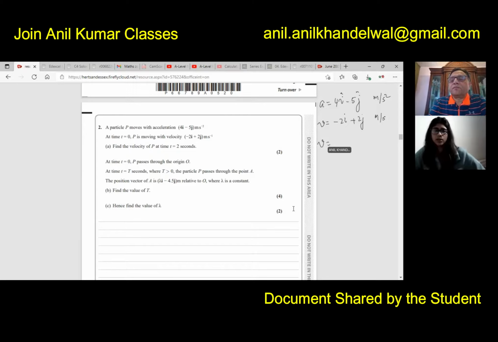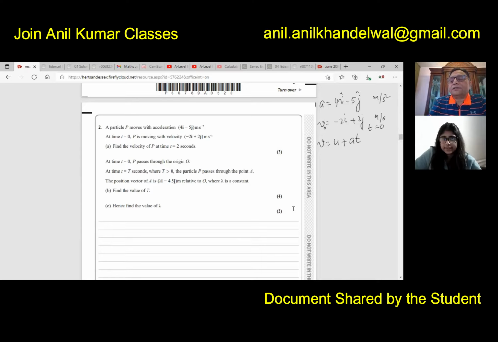Wait, just a quick question. When it says at time t equals 0, P is moving with velocity, is that the u in this SUVAT equation? Yeah, so this becomes the u, right? So I wrote v, let me write v0, so v0 is our initial velocity. So this is at t equals 0.